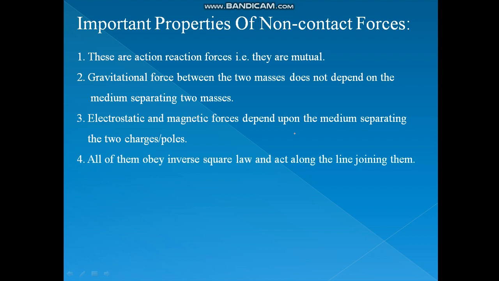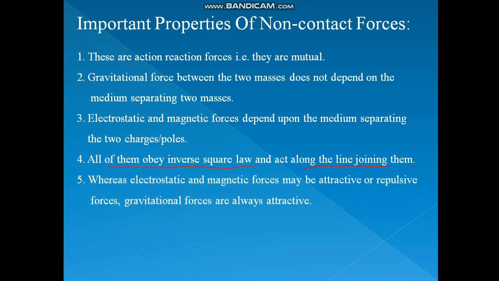All of them obey inverse square law. This is a very important thing. And they act along the line joining them. Whereas electrostatic and magnetic forces may be attractive or repulsive, gravitational forces are always attractive.